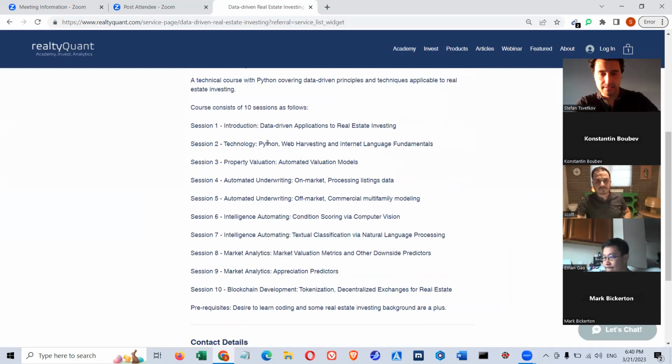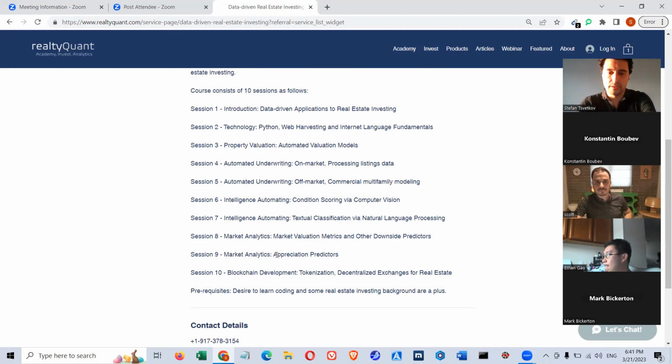the basics of Python and general data-driven applications, and from there AVM, automated valuation models. How if you want to do your own Zillow's estimate type of thing in a simple setting, automated underwriting for residential, for commercial, some condition scoring, machine learning things, and textual classification as well for different attributes you want to do in your property search, and market valuations.